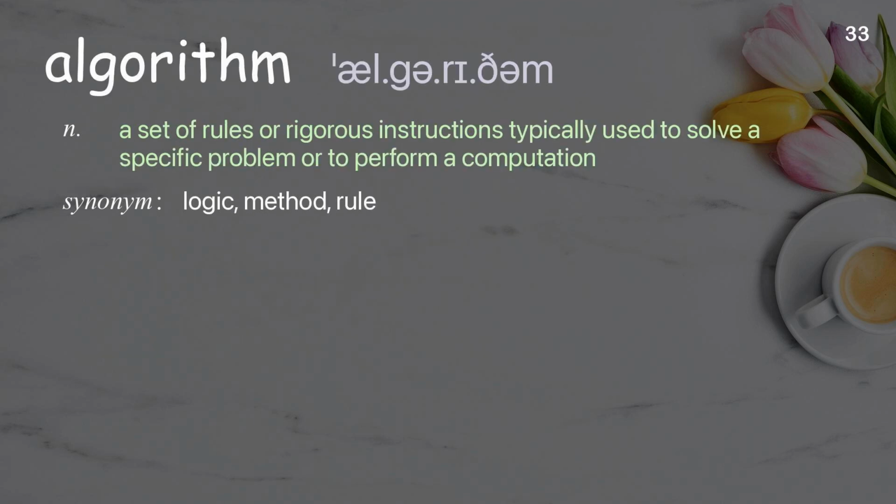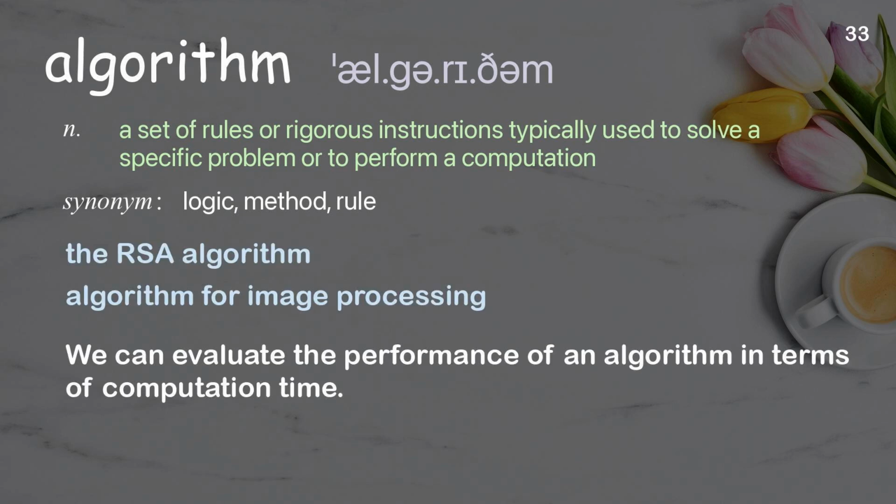Algorithm. A set of rules or rigorous instructions typically used to solve a specific problem or to perform a computation. Examples. The RSA algorithm. Algorithm for image processing. We can evaluate the performance of an algorithm in terms of computation time.